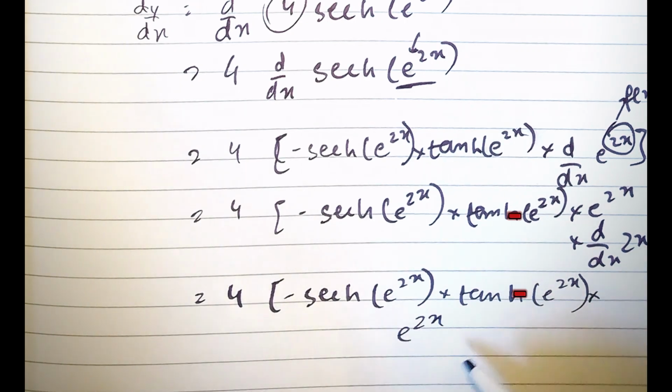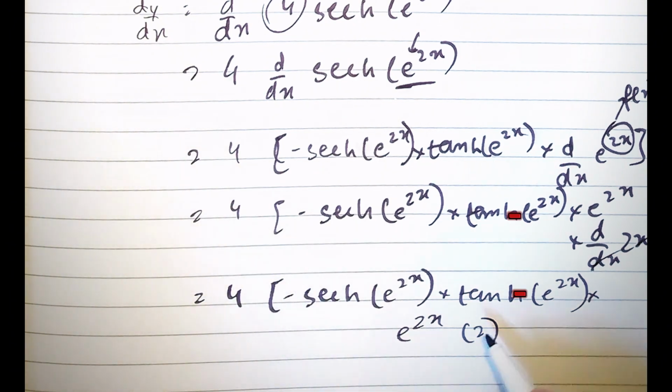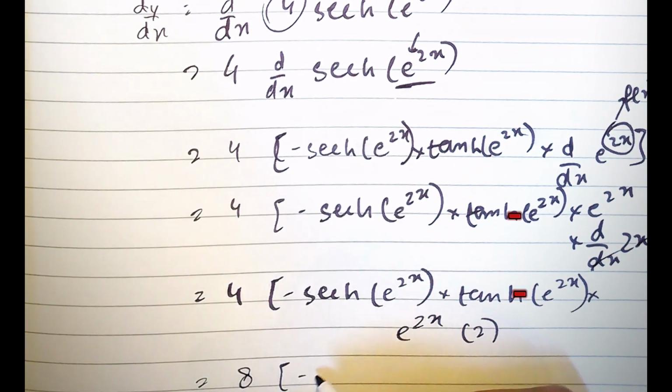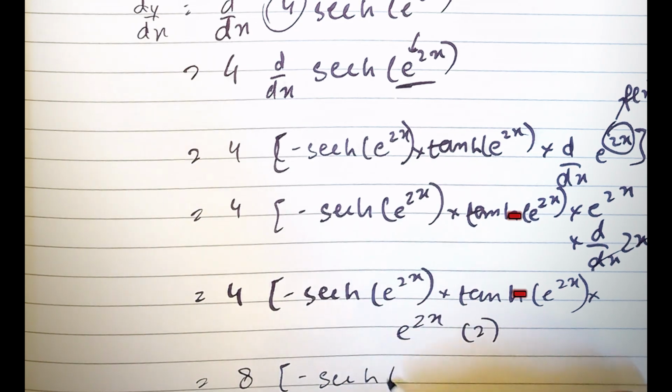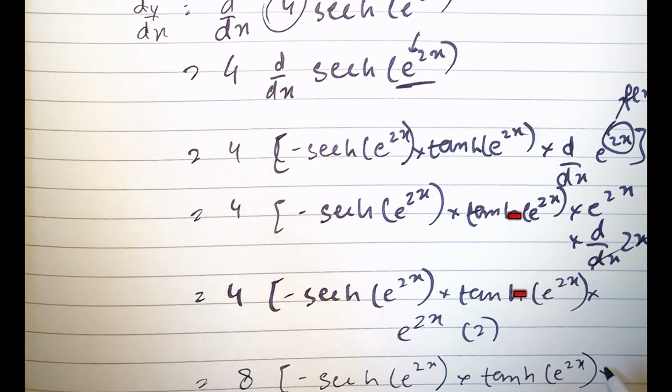Now what would be the derivative of 2x? Of course it would be 2 because x would be cancelled by 1, so we are left with a 1 anyways. 2 will be multiplied by 4 and we are left with 8 minus secant hyperbolic Euler 2x multiplied by tangent hyperbolic Euler 2x multiplied by Euler 2x.